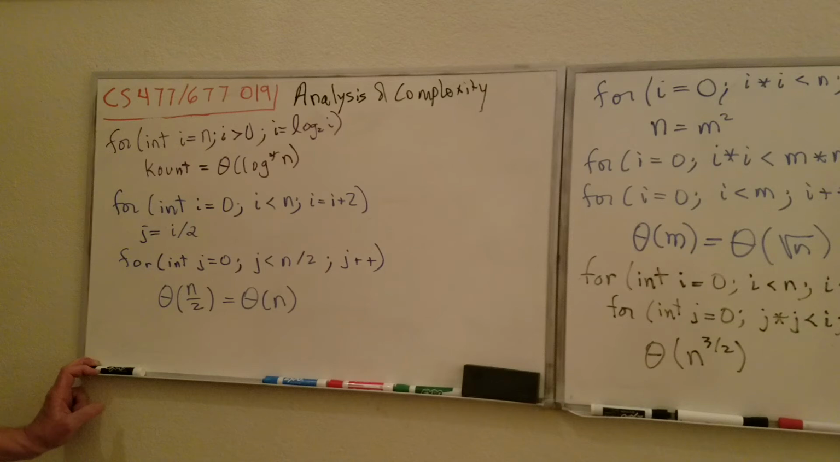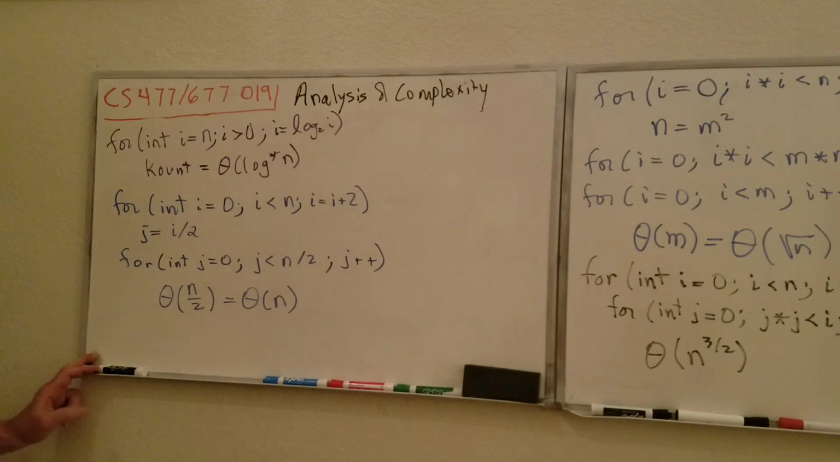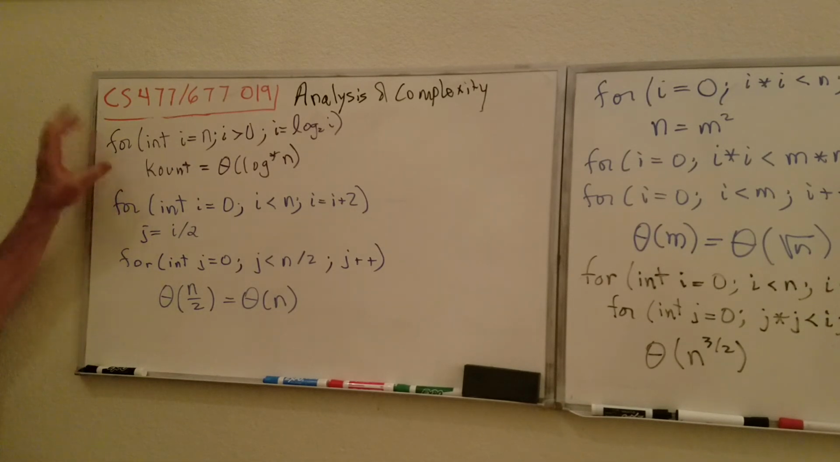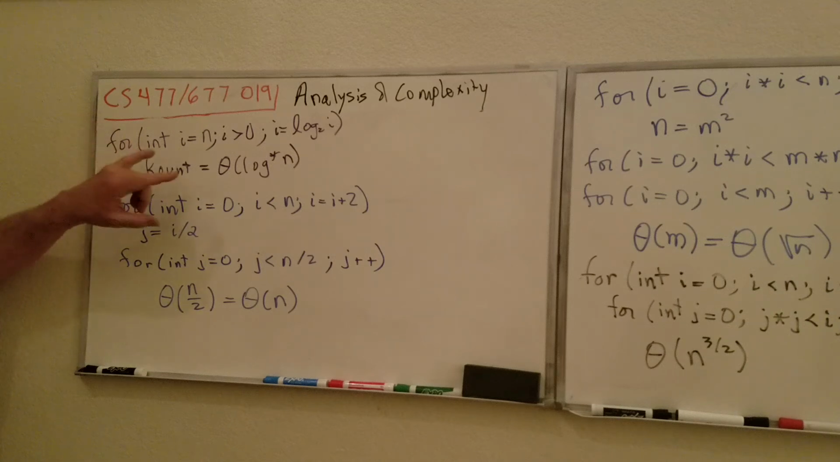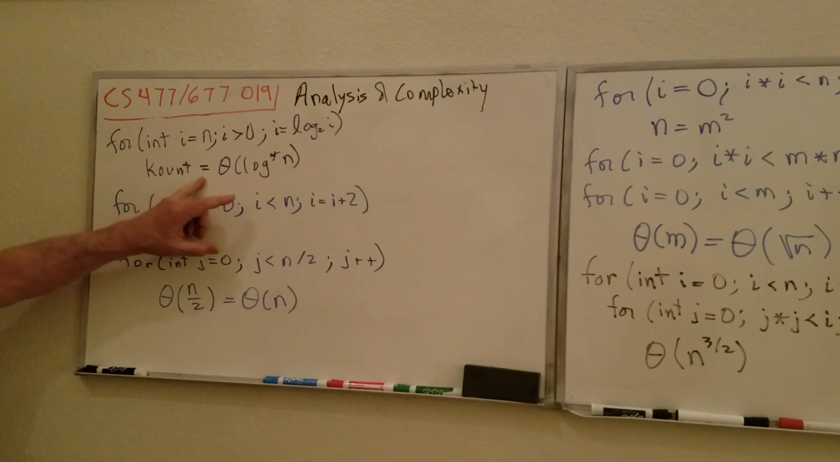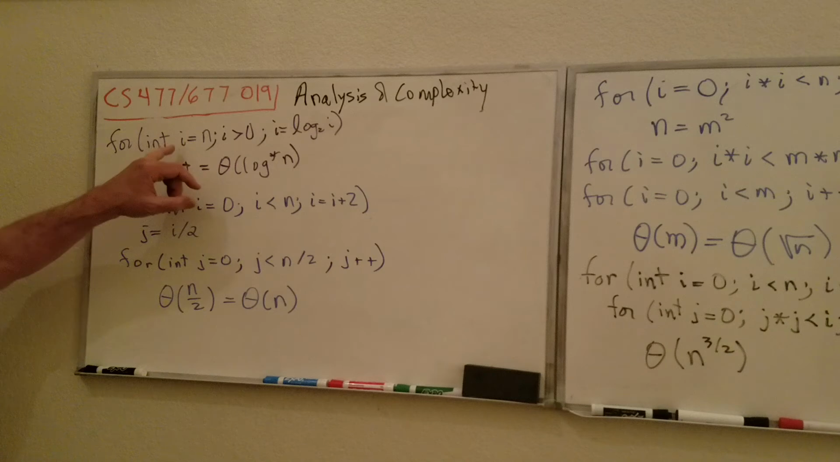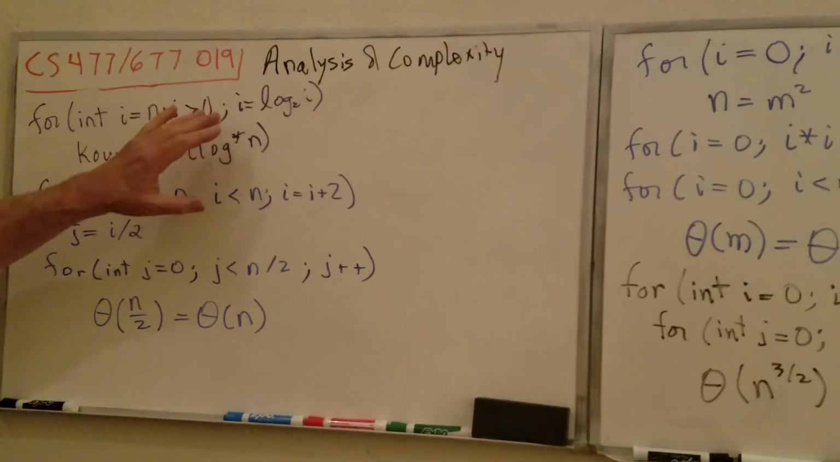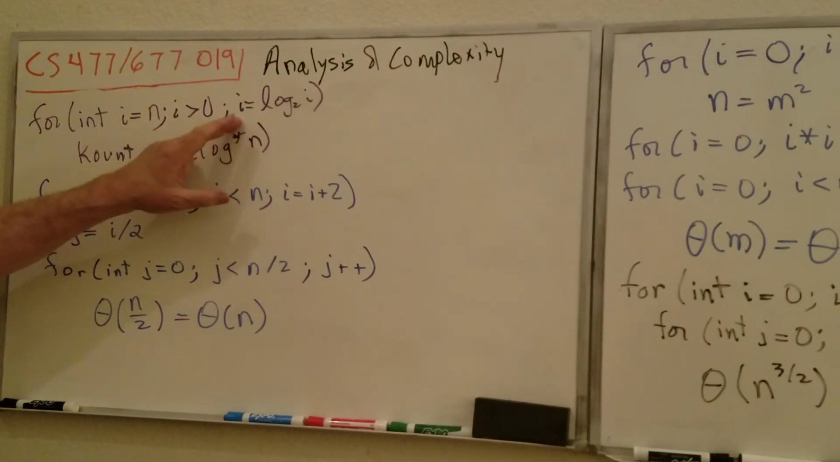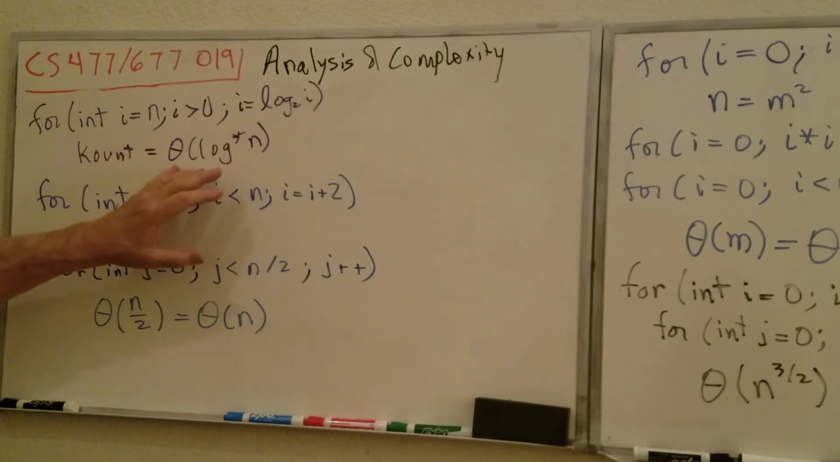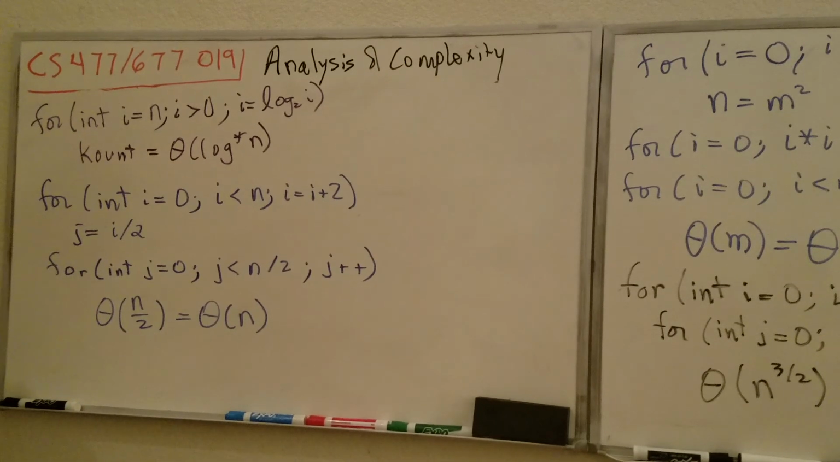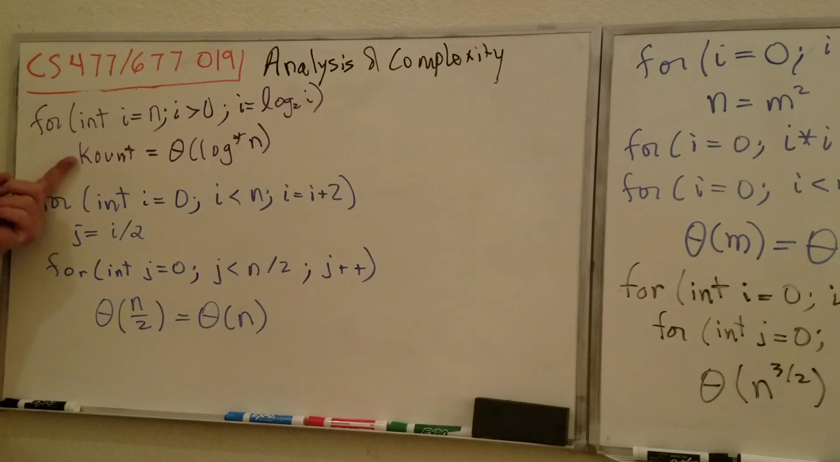I'll do a few more of these. Now, this one here, I have no explanation for, except that you have to memorize it. You start at n and you decrease by the log of n every time. Then it'll repeat log star n times. So you simply have to memorize this one. All right, now let's look at another one.